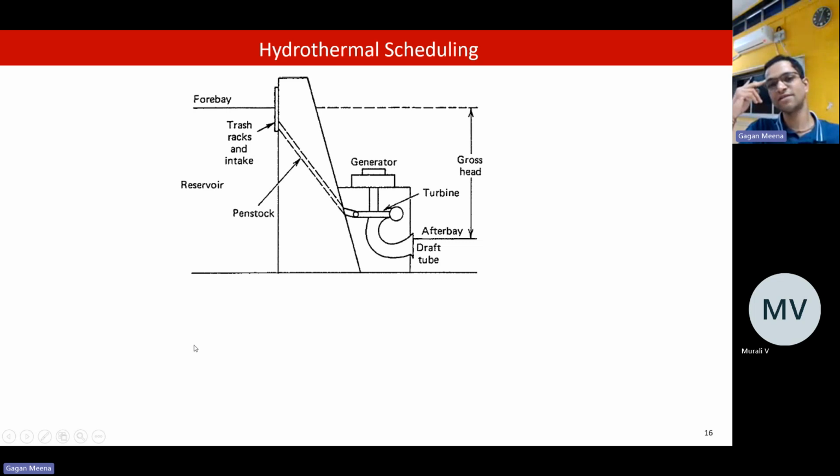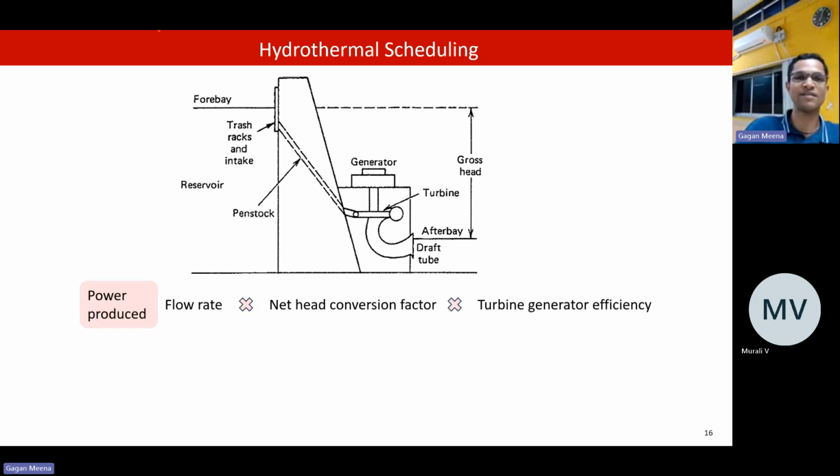So in this, we first saw the hydropower plant model. This is called the penstock, where the water goes into the turbine. Using this channel, which carries the water, the difference between the forebay and afterbay is the gross head. And after this, we use the net head for calculating the power output of the hydro plant.